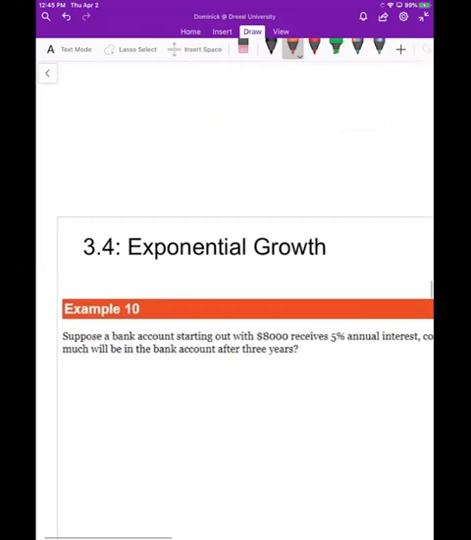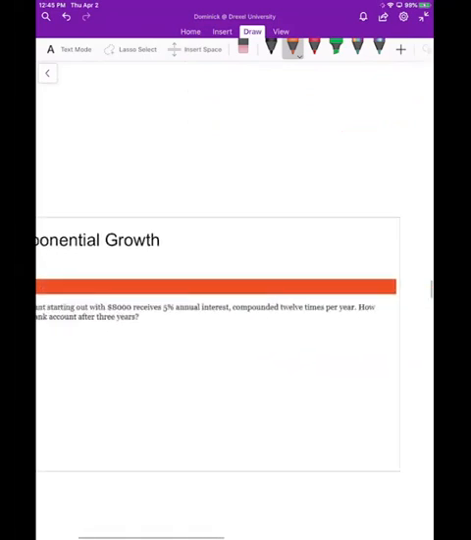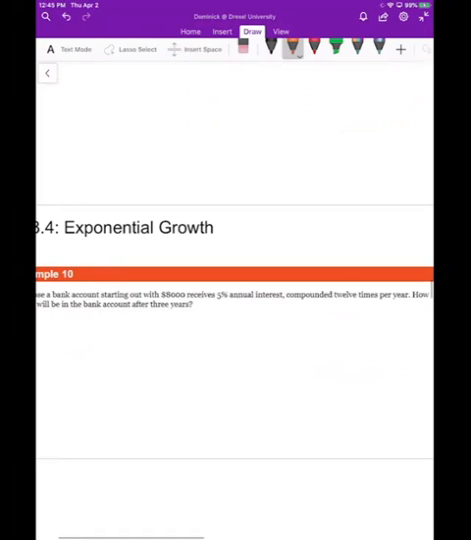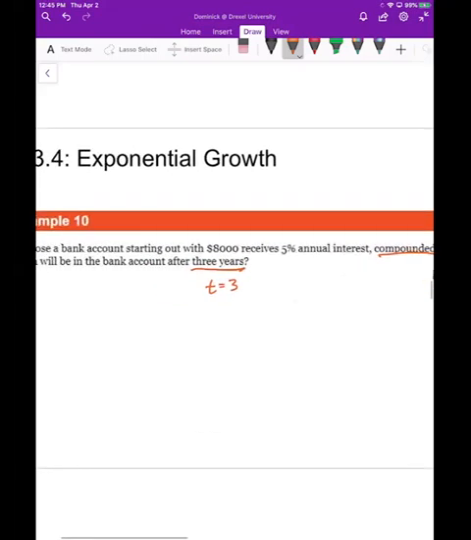Okay, last example that we'll do, and it looks like we have a similar example. We still have the same starting amount. We're compounding 12 times per year, so n is equal to 12. And now we want to know how much is in the account after 3 years, so t is equal to 3. Let's fill in what we know. Again, we're using A equals P times (1 plus r over n) to the n times t. A is what we're trying to figure out. P is 8,000. R is 0.05. N, they told us, was 12. And t is equal to 3.